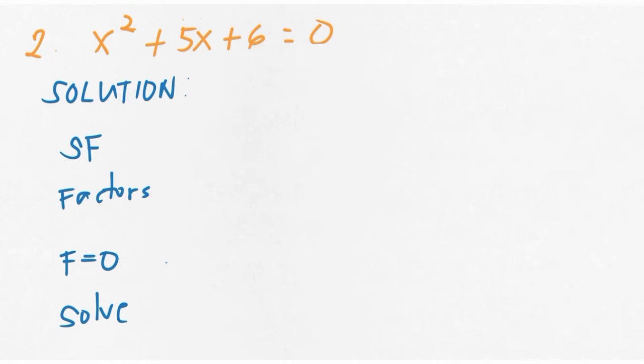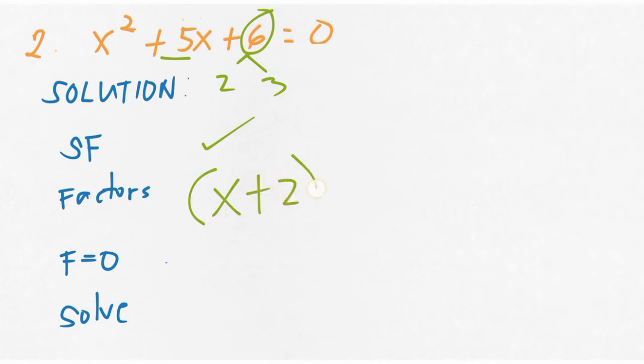Example number 2. X squared plus 5x plus 6 equals 0. So first question, is it in standard form? Yes. So we can now factor it. So how to factor a trinomial? So first, look at the constant term, which is 6. What are the factors of 6 that if you will add it, we will have 5 or the middle term. So we will have 2 and 3 because 2 plus 3 is equal to 5. So the factor is x plus 2 times x plus 3.